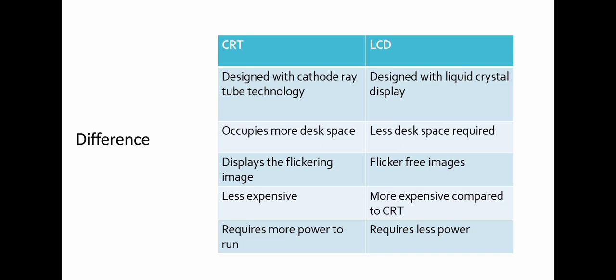The differences between CRT and LCD monitors are: CRT monitor is designed with cathode ray tube technology, whereas LCD is designed with liquid crystal display. CRT occupies more desk space, whereas LCD requires less space. CRT displays a flickering image, whereas LCD displays flicker-free images. CRT is less expensive, whereas LCD is more expensive compared to CRT. CRT requires more power to run, but LCD requires less power.